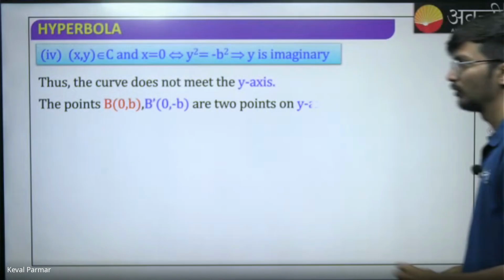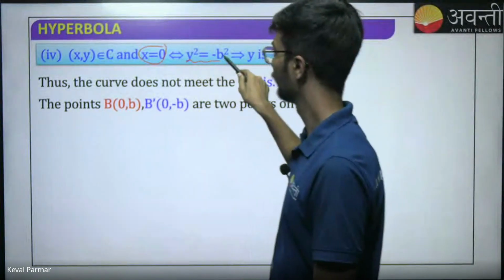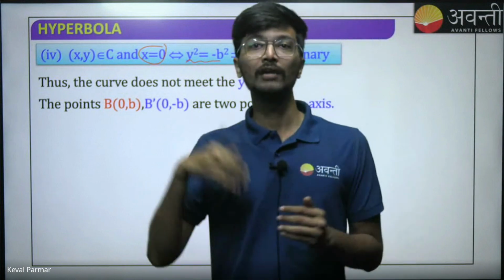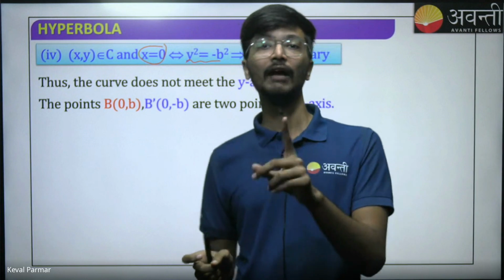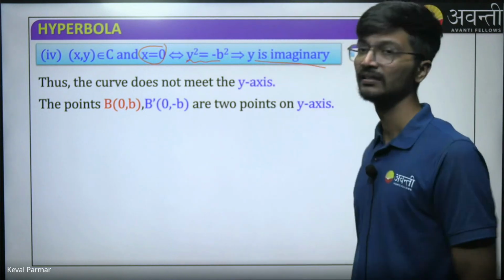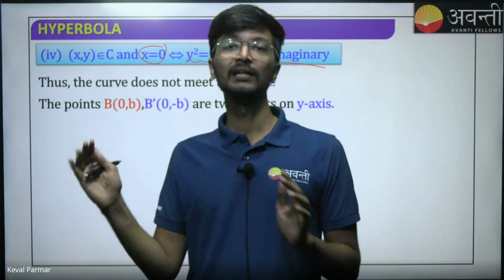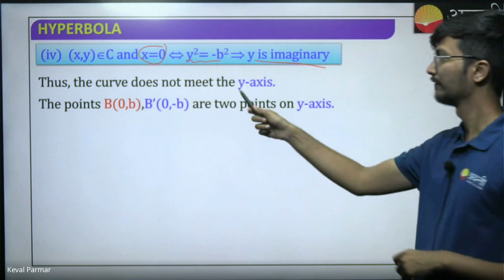Now, if we try to put x equals 0, then you can see we'll get y square equal to minus b square. And we know the square of a number cannot be negative. That means we do not get real values of y. What does that imply? That y is imaginary. That means the curve never intersects the y-axis. That's what we have given.